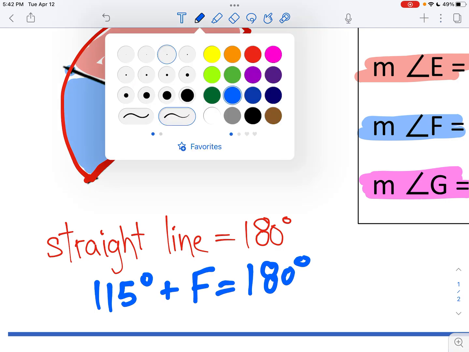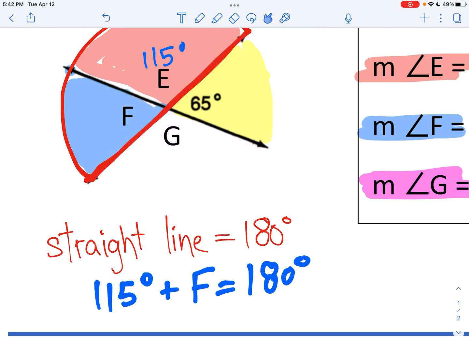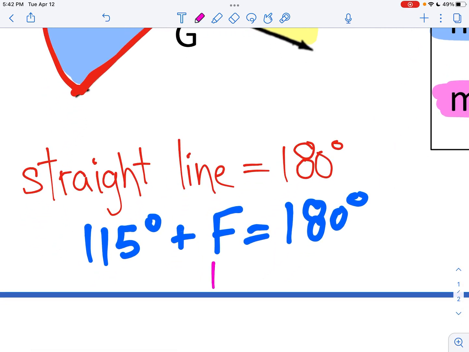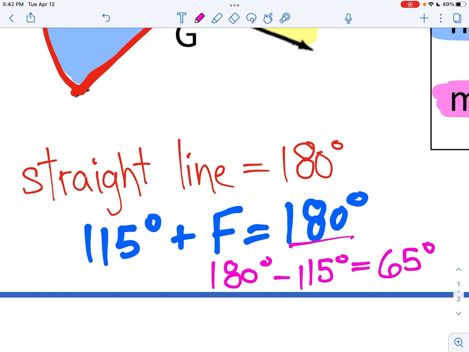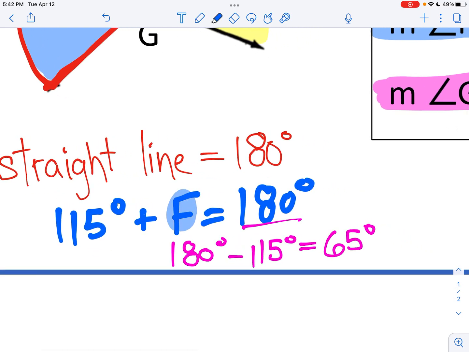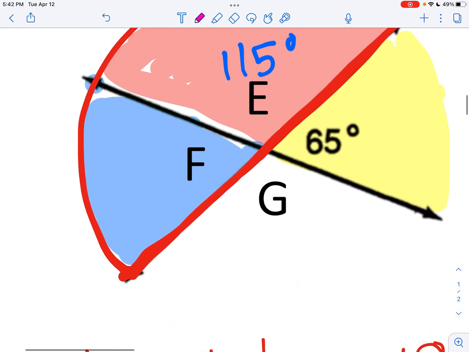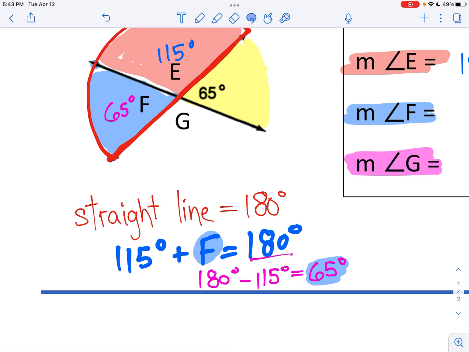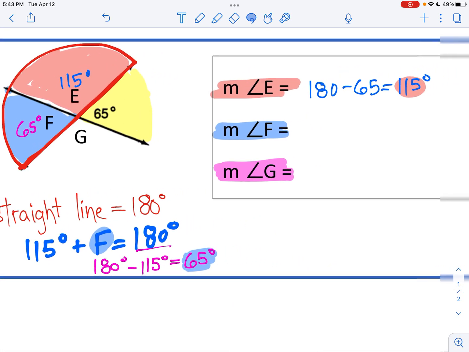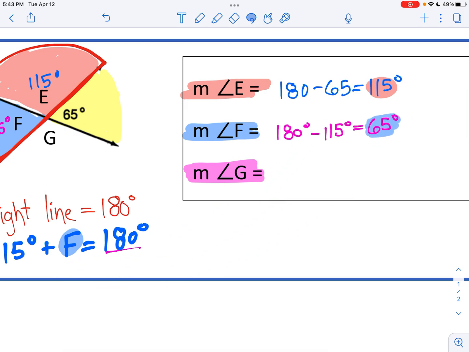If I know what to add to 115 to make 180, great, I can do that. But if I don't know, I'm going to switch it around to subtraction and say the total 180, subtract the one we know, 115 degrees. And when I put that in a calculator, I get 65 degrees, which means that angle F is 65 degrees. I'm going to put that in here, 65 degrees. So if I add these 2 numbers, I should get 180, and I do when I put it in my calculator. So then I'm going to take this work, move it over a little bit, and put it up here.